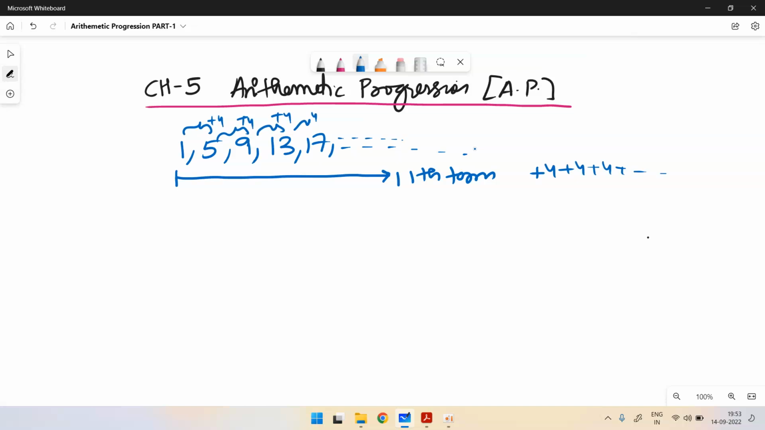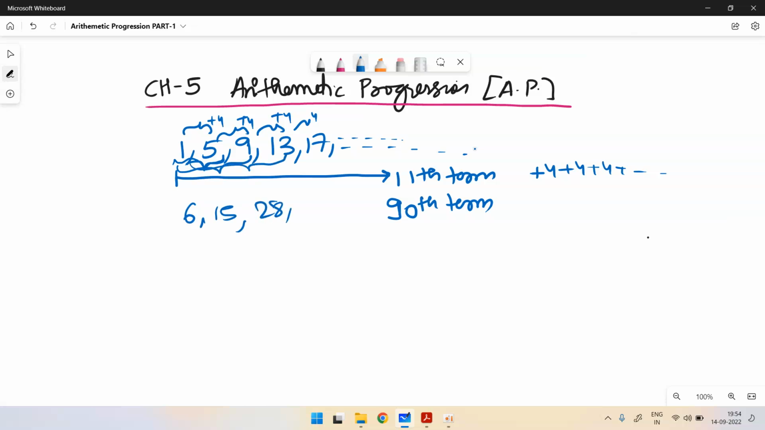This will give you the 11th term, but it becomes tedious if I tell you to find the 90th term. It will be very difficult. One more question arises: what is the sum? The sum of the first two terms is 1 plus 5, which is 6, the sum of the first three terms is 15, and the first four terms is 28.